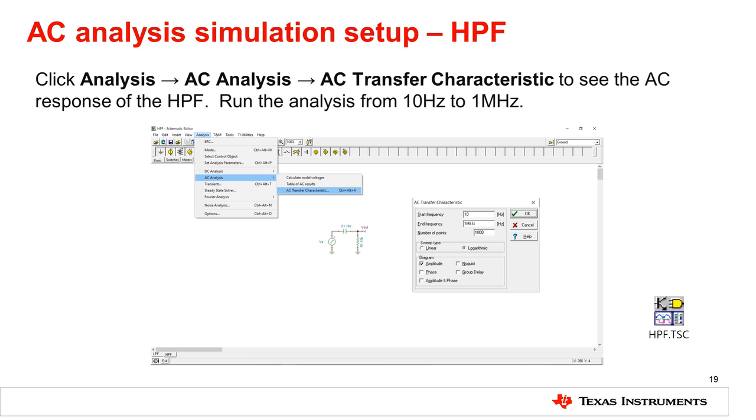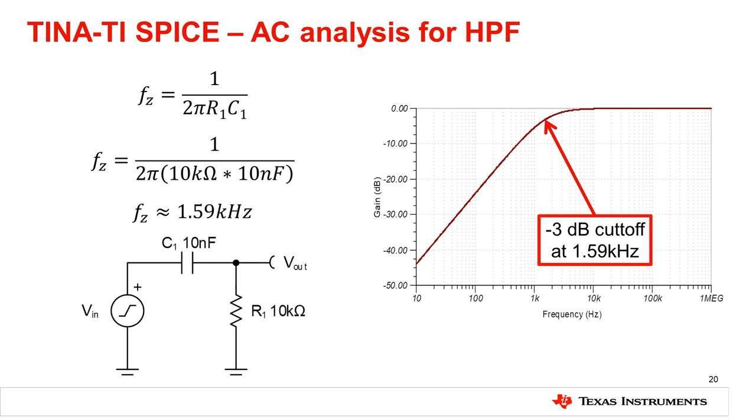Let's again validate our analysis by running a TINA TI simulation. Download the embedded TINA file and open it. Run an AC sim as before by clicking Analysis, then AC Analysis, and AC Transfer Characteristic. The simulation settings box will pop up. Sweep the input signal from 10 Hz to 1 MHz and hit OK to run the sim.